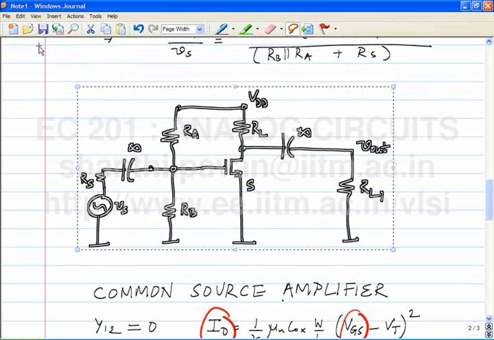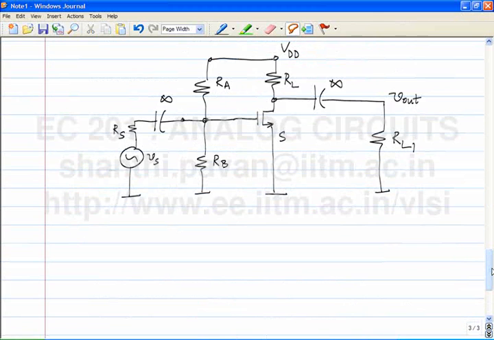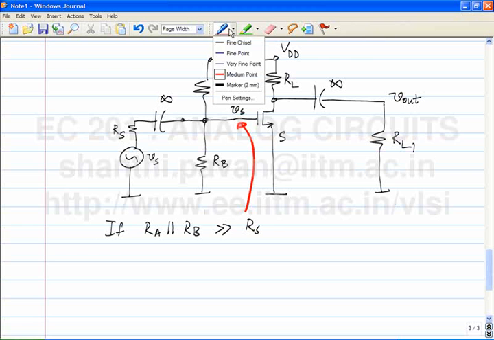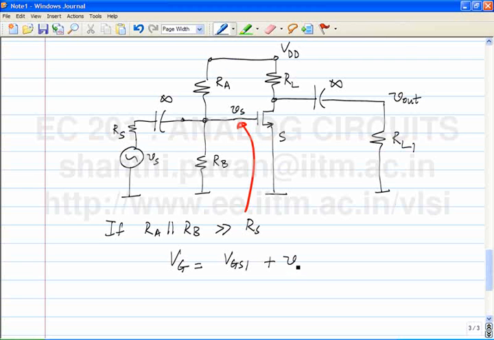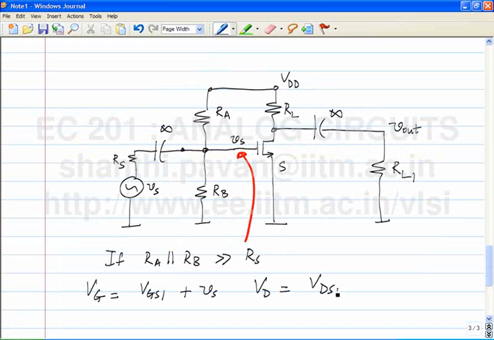So let's get a little deeper into the common source amplifier and figure out what all there is to be figured out about this. If RA parallel RB is much greater than RS, then the incremental voltage at the gate is basically Vs. What is the absolute potential at the gate? So the absolute potential at the gate is VGS1 plus Vs, where VGS1 is VDD times RB by RA plus RB. The absolute potential at the drain is what?